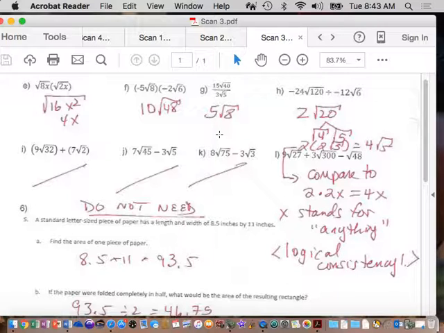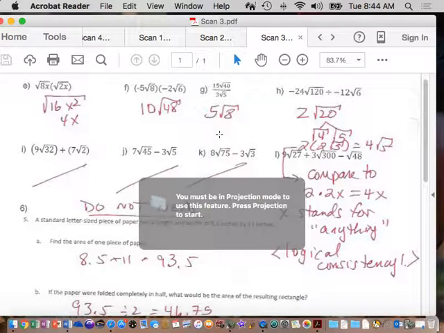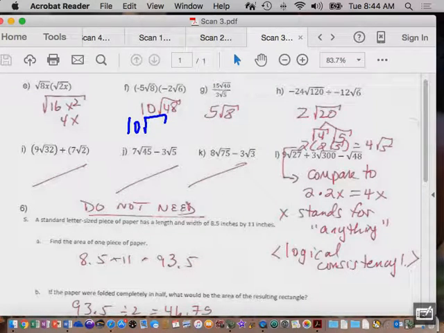If I left the answer like F, would I be correct? No. Why not? F can be simplified. We're not done. See how it says the square root of 48 right there? Is there a biggest perfect square that divides into 48? 16, very good. So I'm going to do 10 square root of 16, square root of 3.